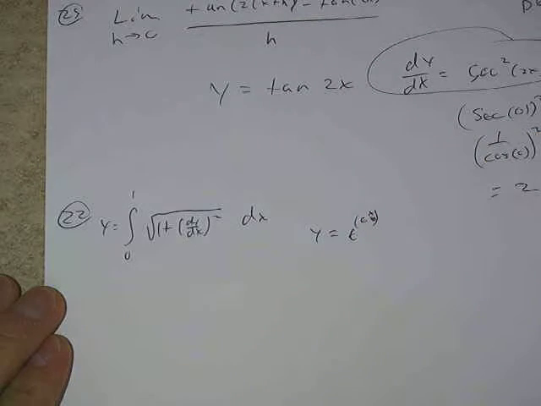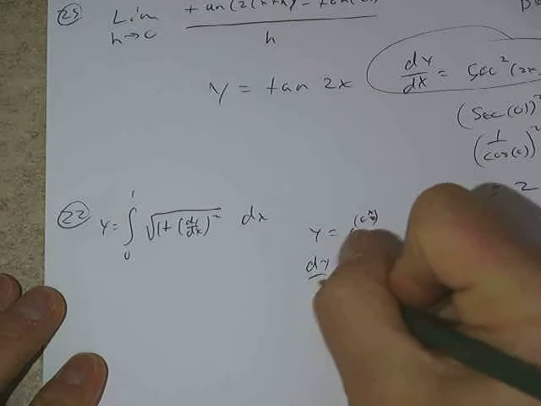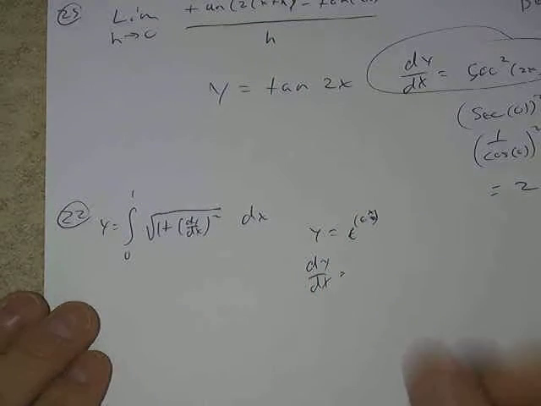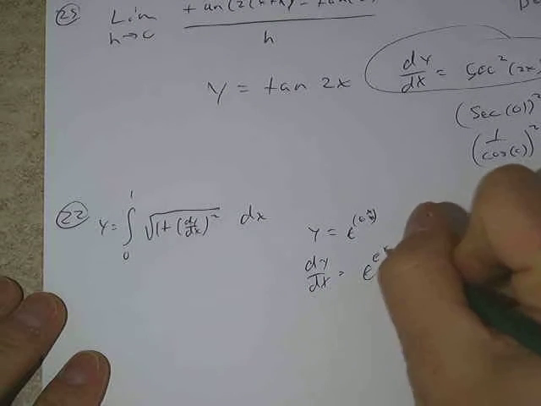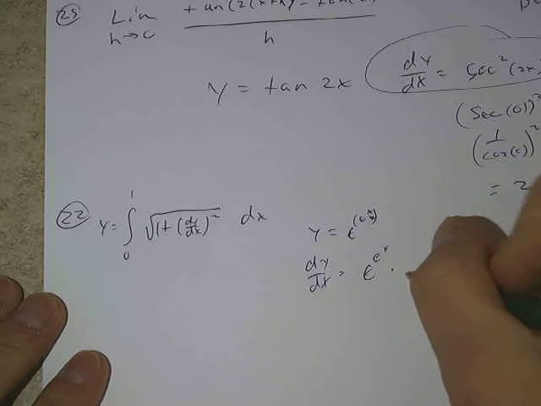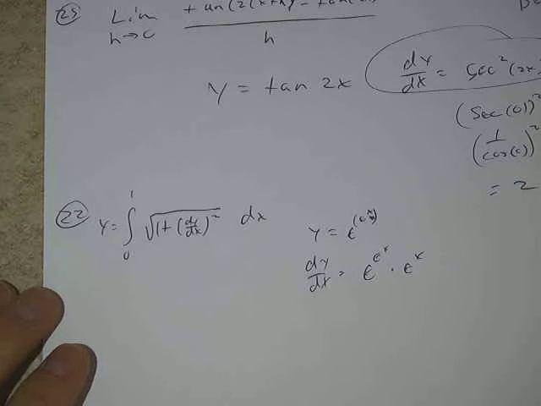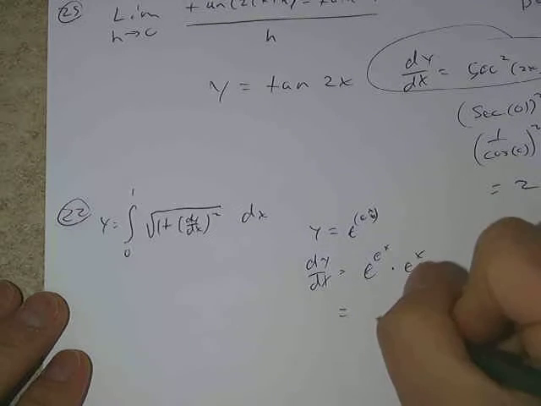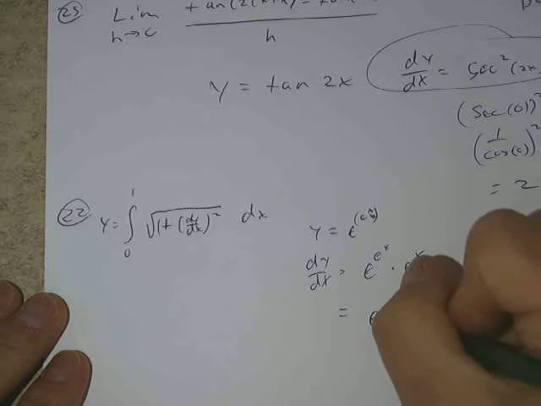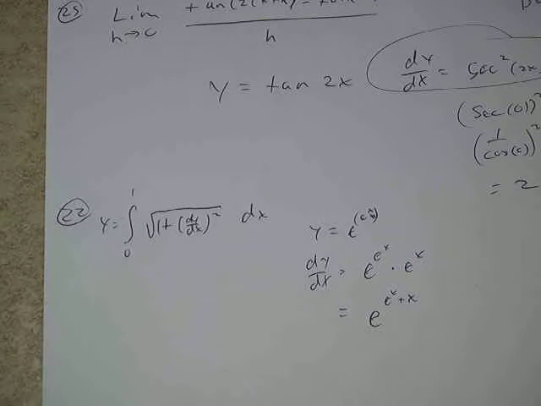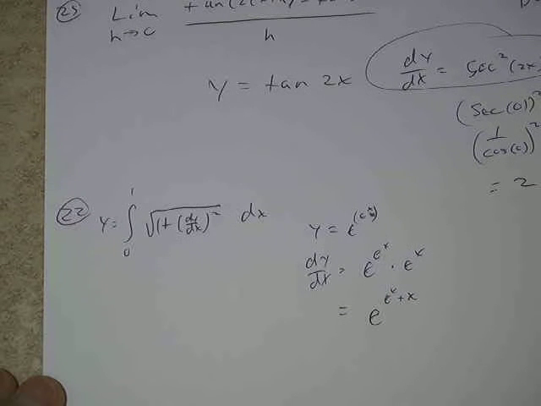So e to the x. The derivative there then would be, again, the derivative of any e to the u function is itself. So e to the x times the derivative of the argument, e to the x. So we'd have e to the x. Fair enough? So keep in mind that we could write that more compactly as e to the x plus x would be our derivative. True?